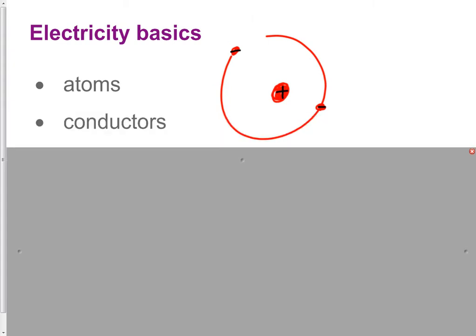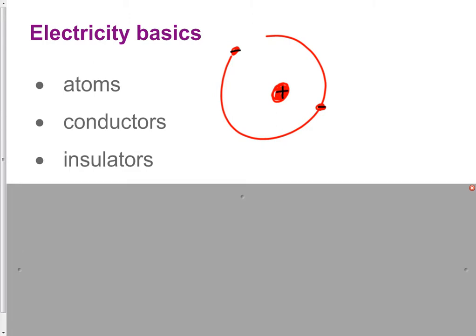In conductors, things that conduct electricity, one or more of the electrons are free to move around within the material. So things like metals and graphite have electrons that are free to move around. Insulators, on the other hand, don't have many free electrons to move around, so they're not that good at conducting electricity.